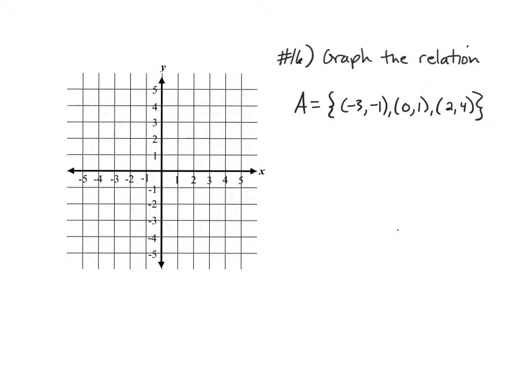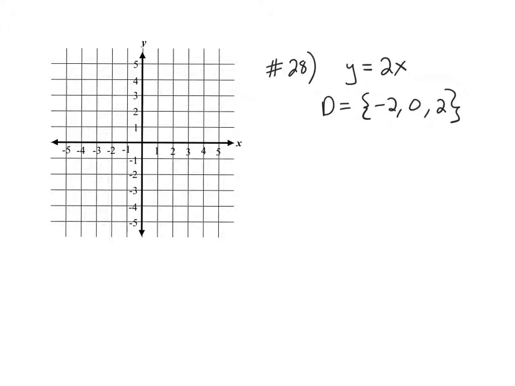Number 16 says to graph the relation A. So what I need to do is take my 3 ordered pairs. The first one is -3, -1, which is right here. The next one is 0, 1. That means 0 left or right and 1 unit up. And the last point is 2, 4. So I'm going to go 2 to the right and 4 up and put my final point.